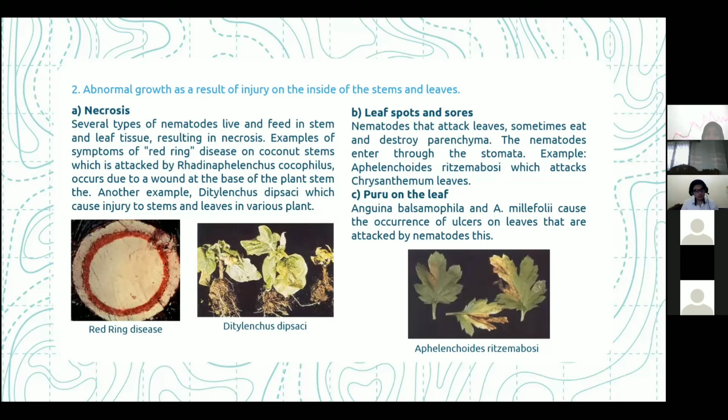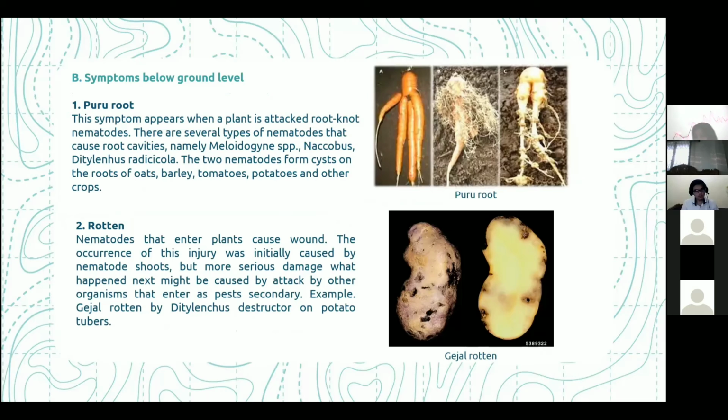B, symptoms at below-ground growth level. These symptoms appear when a plant is attacked by nematodes. There are several types of nematodes that cause root galls, namely Meloidogyne spp., Nacobbus, Ditylenchus, and two nematodes on the roots of oats, barley, and tomato. The second one is rot. The occurrence of this injury is not serious, but more serious damage happens when secondary organisms enter. For example, Ditylenchus destructor on potato.